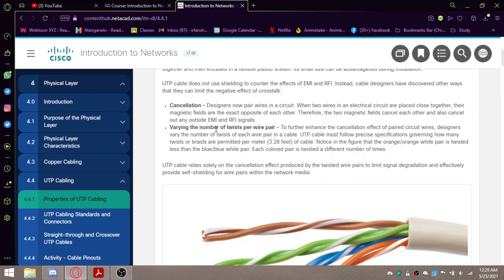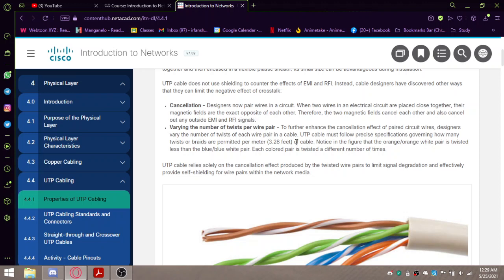Okay, varying the number of twists per wire is to further enhance the cancellation effect of paired circuit wires. Designers vary the number of twists in each pair in the cable. UTP cable must follow precise specifications governing how many twists or braids are permitted per meter, which is 3.28 feet, of cable.